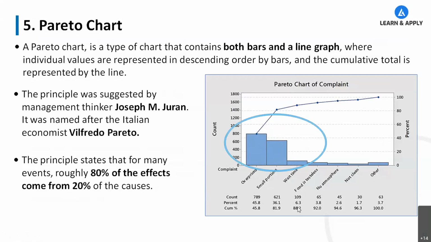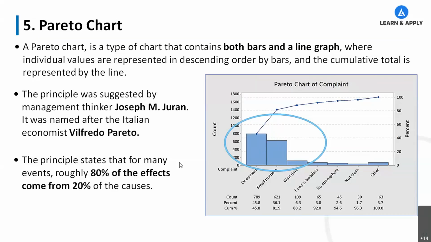So these are cumulative. These three are giving us 88% of the results. It means whatever defects or complaints we are getting, they are coming from these first three only. So we have to target only these.